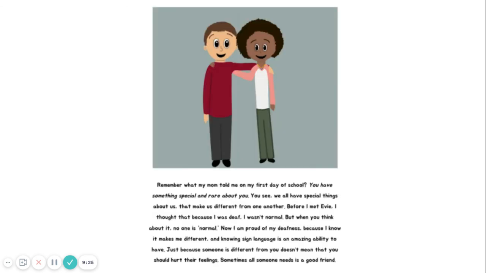Remember what my mom told me on the first day of school? You have something so special and rare about you. You see, we all have special things about us that make us different from one another. Before I met Evie, I thought that because I was deaf, I wasn't normal. But when you think about it, no one is normal.